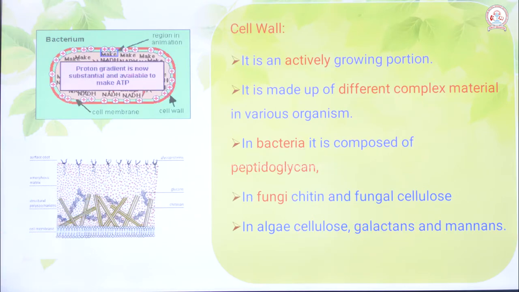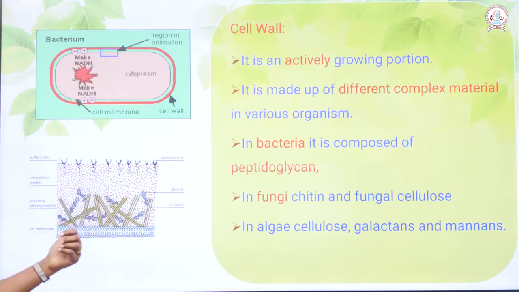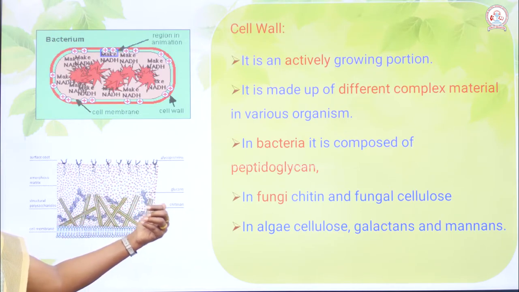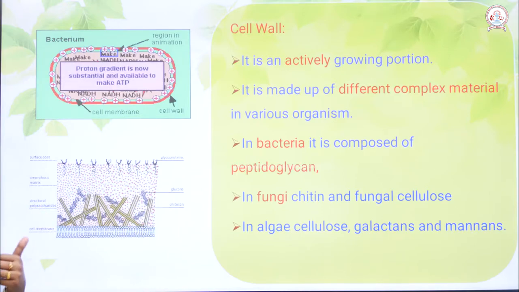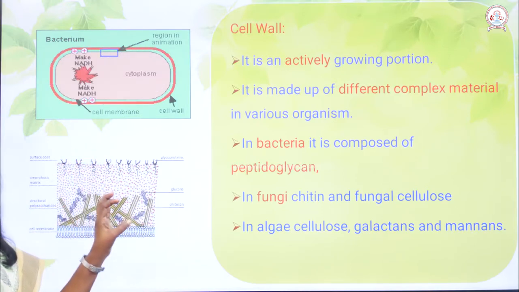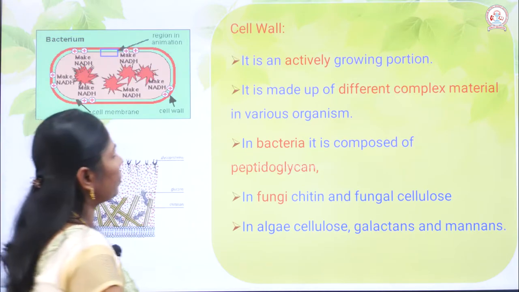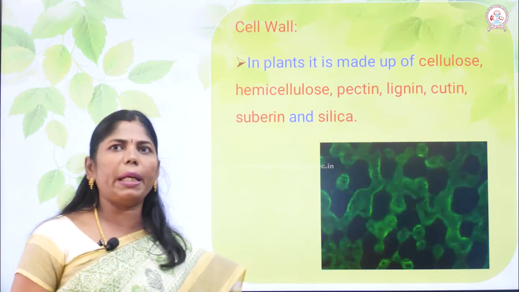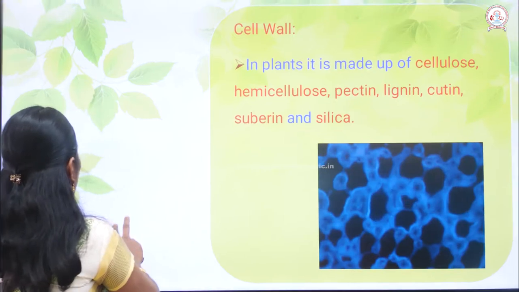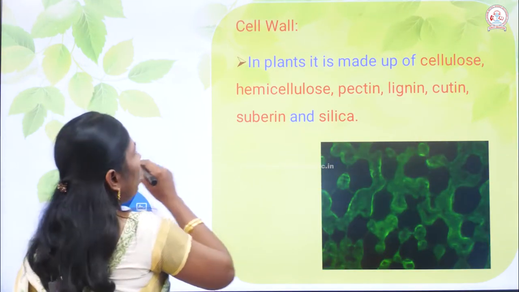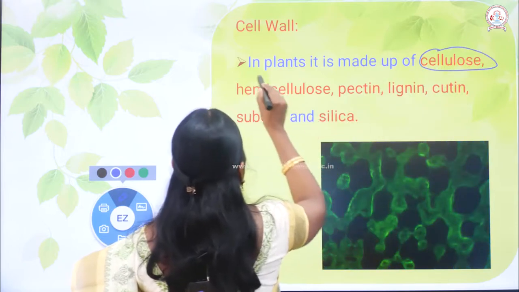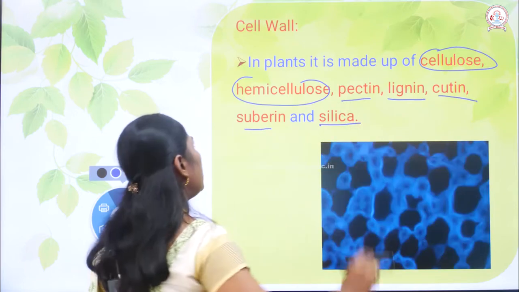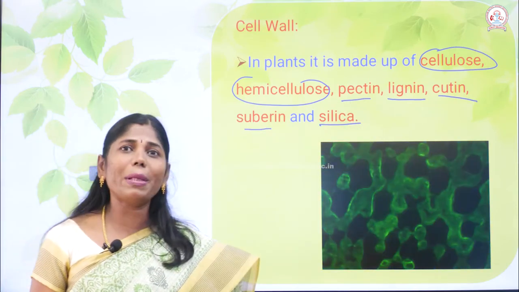So this is the structure of the bacterial cell wall, and this is the structure of the fungal cell wall. It consists of glycoproteins and glucans, chitosan, and another one is polysaccharides. Okay, so this is the cell wall material in fungal cells. The cell wall in the plant cell is made up of cellulose, hemicellulose, pectin, lignin, cutin, suberin and silica. Okay, so cellulose is the common cell wall material.